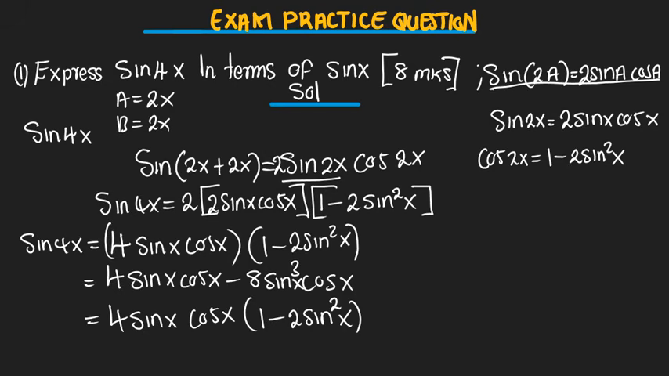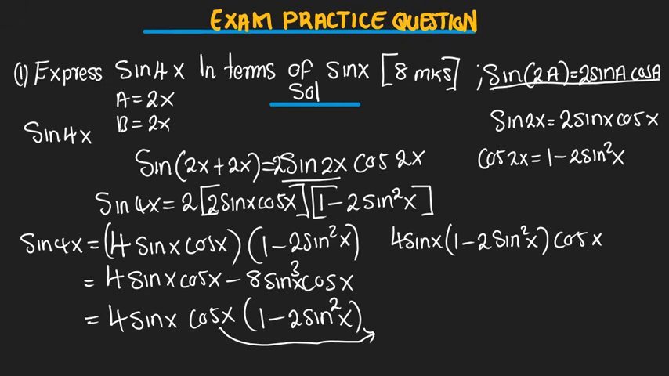Now if you want, we can take the cosine x to the other end, like that. So if we take the cosine x to the other end, then we are going to have 4 sine x, then 1 minus 2 sine squared x, then we can put our cosine x there.